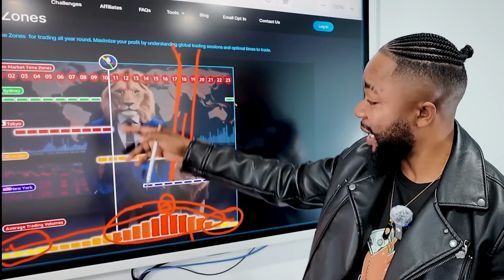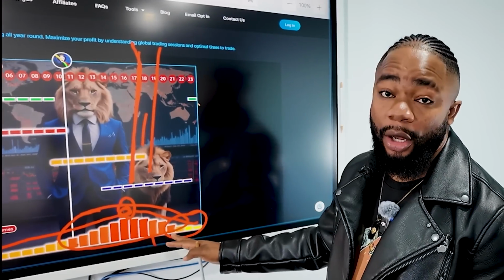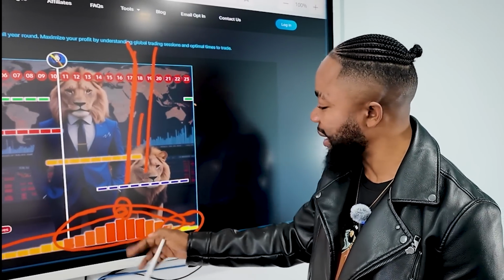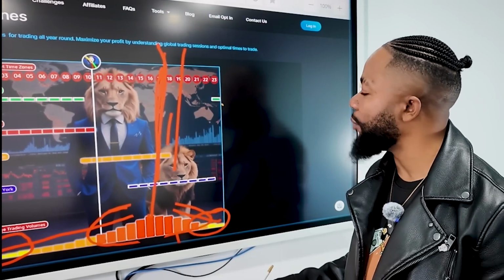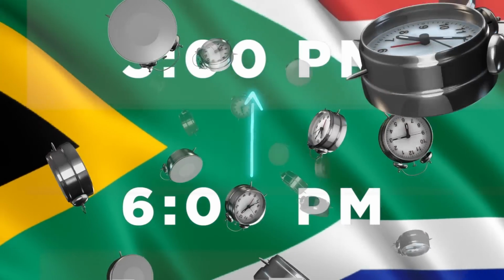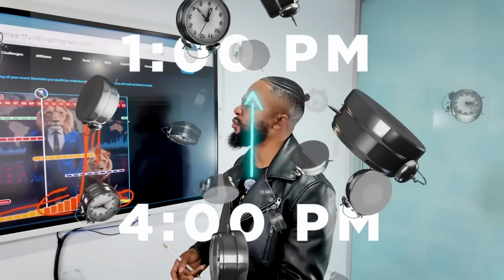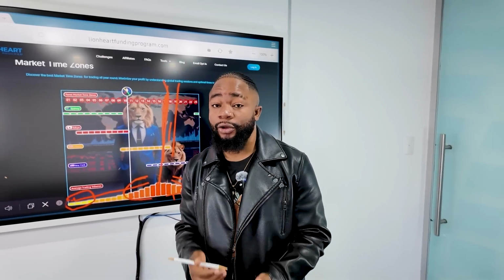So the best time to trade is where you can see we have this red, which now you can see we are already in. That's during the London session right up to the close of the New York session. You can see the peak is right here. So the peak is almost at around 3 to 6 p.m. in South Africa, or maybe 1 to 4 p.m. GMT. You'll be able to see everything here based on your time zone.